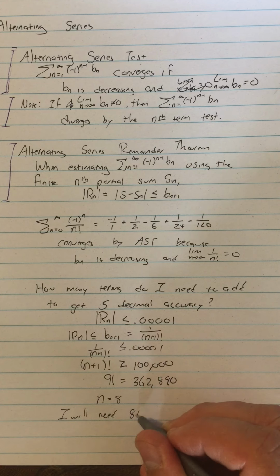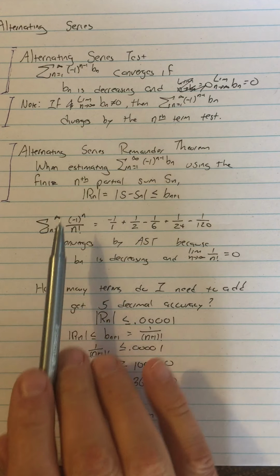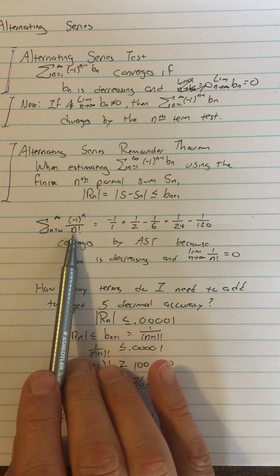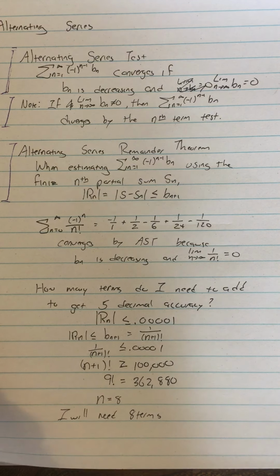And it typically happens that series that have n factorial in the denominator will converge very quickly like this. And that's nice, it turns out, because a lot of the important series that we're going to be looking at have that n factorial in the denominator. All right, so with this in mind, let's look at some other examples.